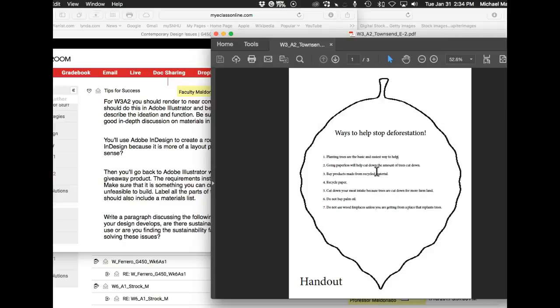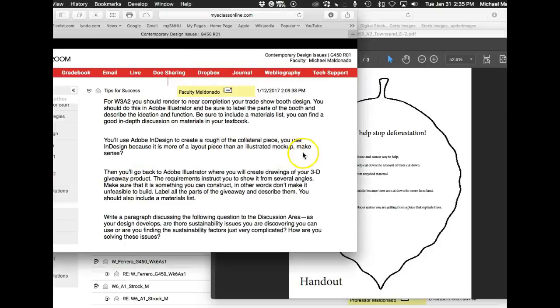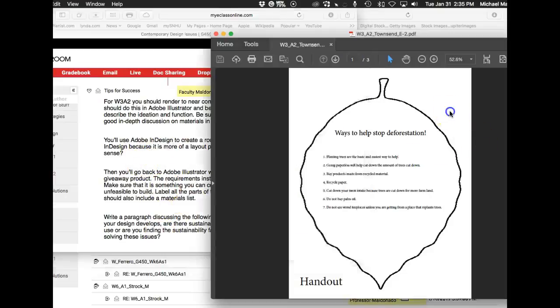Okay, so in other words, you're presenting your whole concept on your informational collateral piece. So right now, all you're doing is giving them a leaf that says, go recycle paper. And I just don't see that as being a really well-developed informational collateral piece. Now, to take that a step further, it says, using design. Okay, so now don't forget the materials. What is this made from?